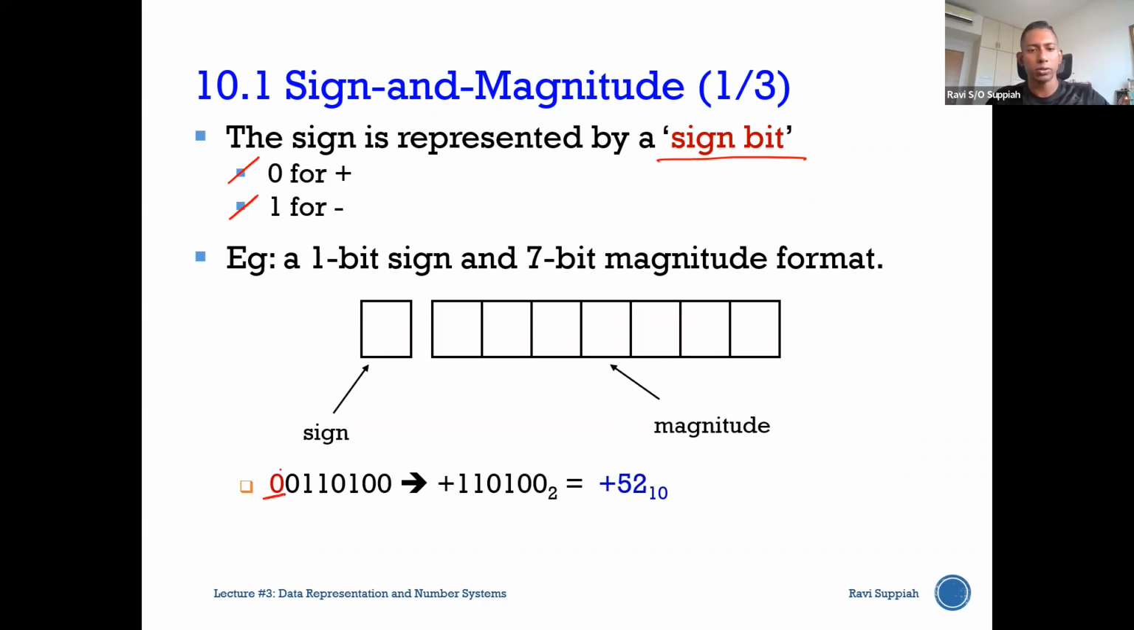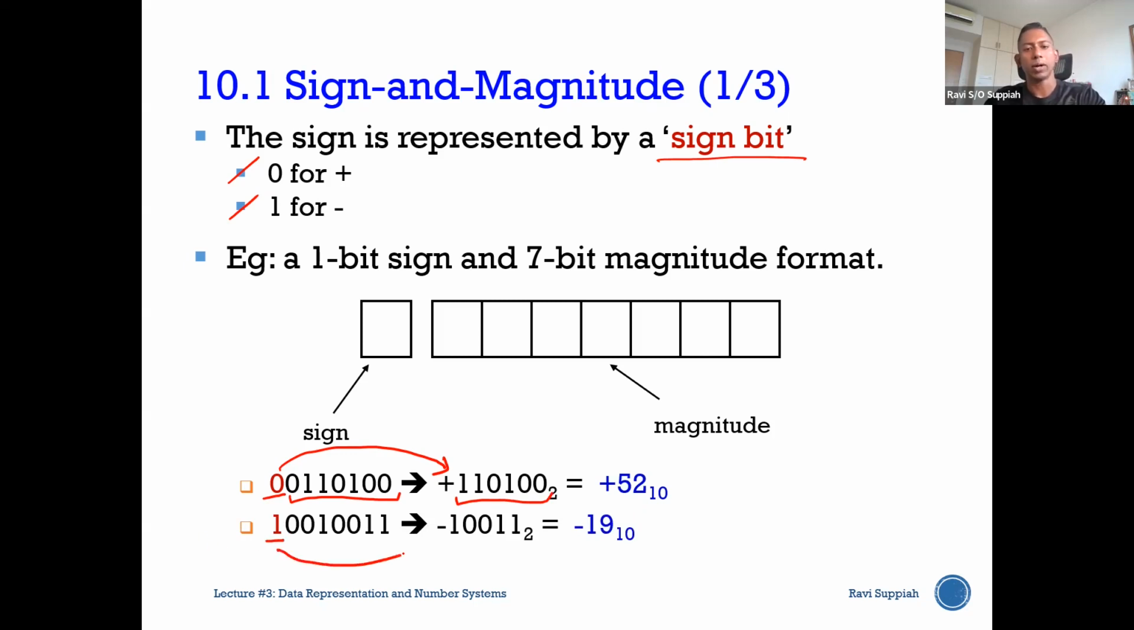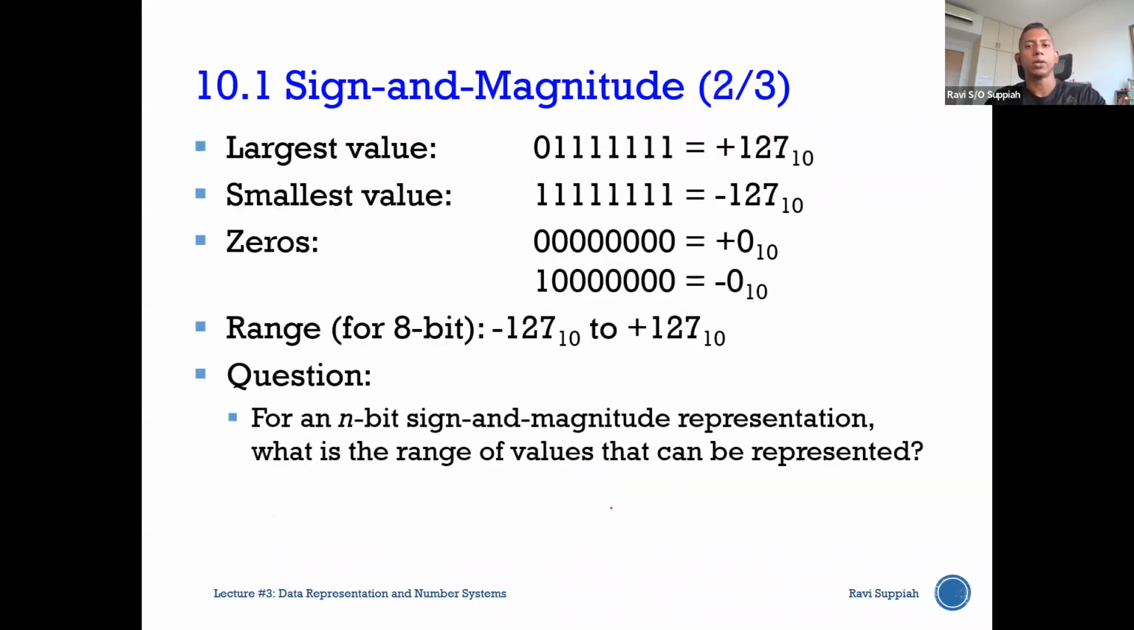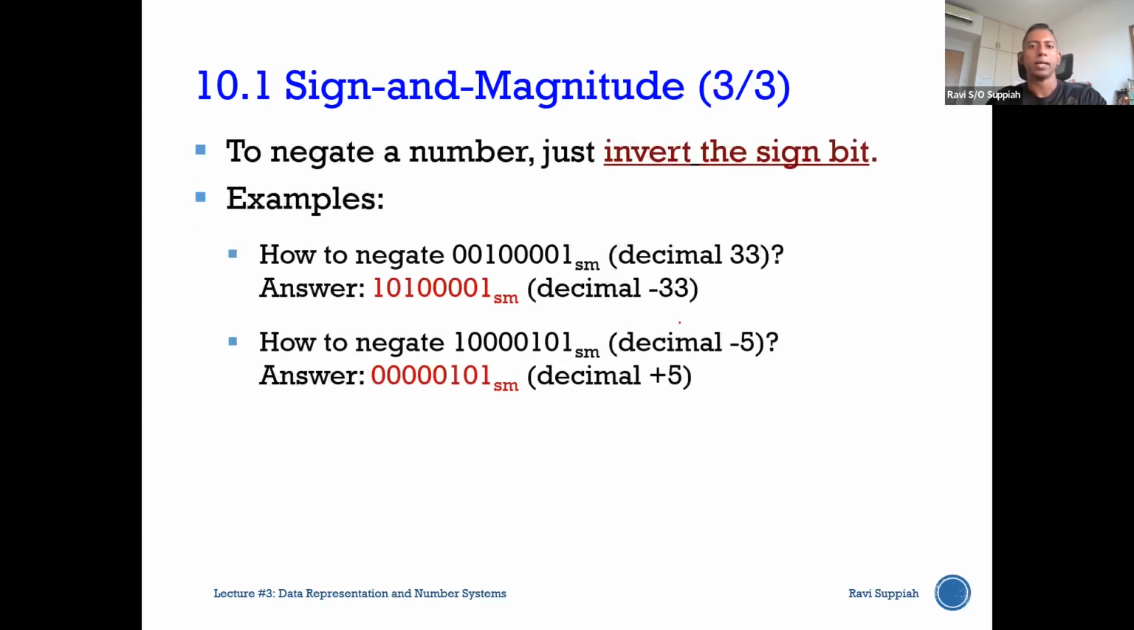Whatever binary bit stream I have, I isolate the most significant bit, and if it is 0, that means it is a plus. Then I just convert the remaining bits to the actual value. Similarly, if the most significant bit is 1, then 1 translates to negative. So it's a very easy and straightforward way to represent positive and negative numbers. Of course, this is what you get: you have the largest value and the smallest value. That is the sign and magnitude technique.